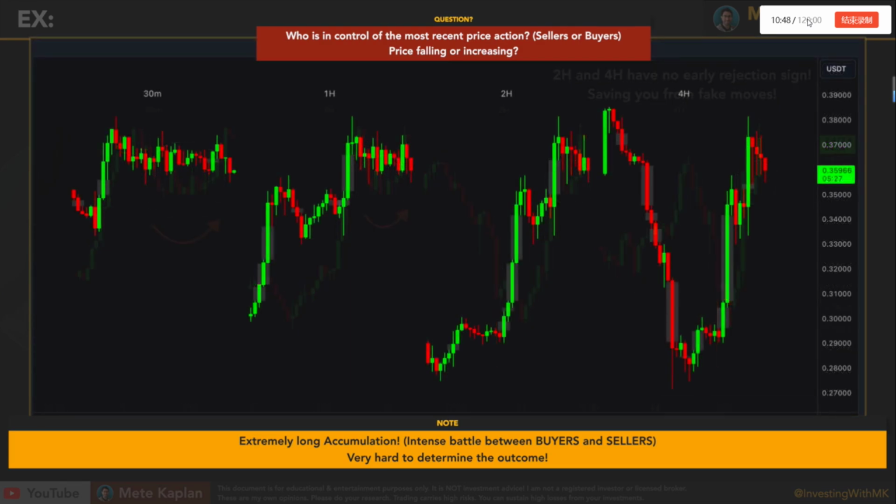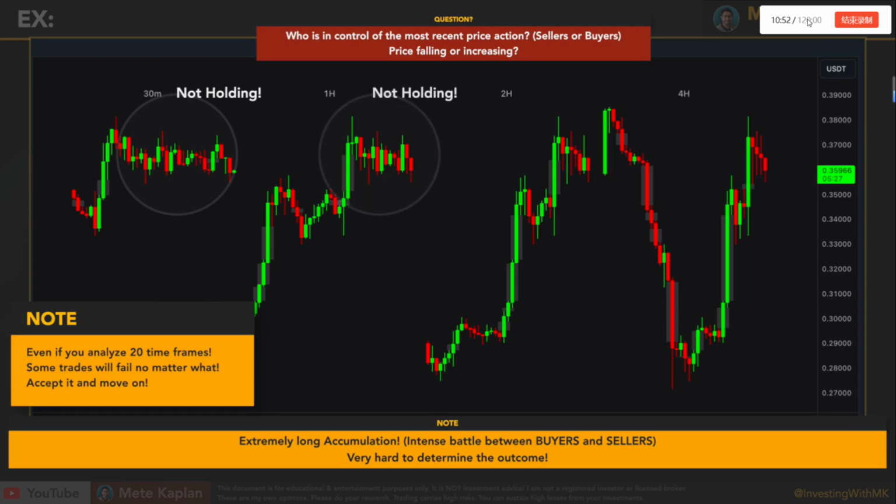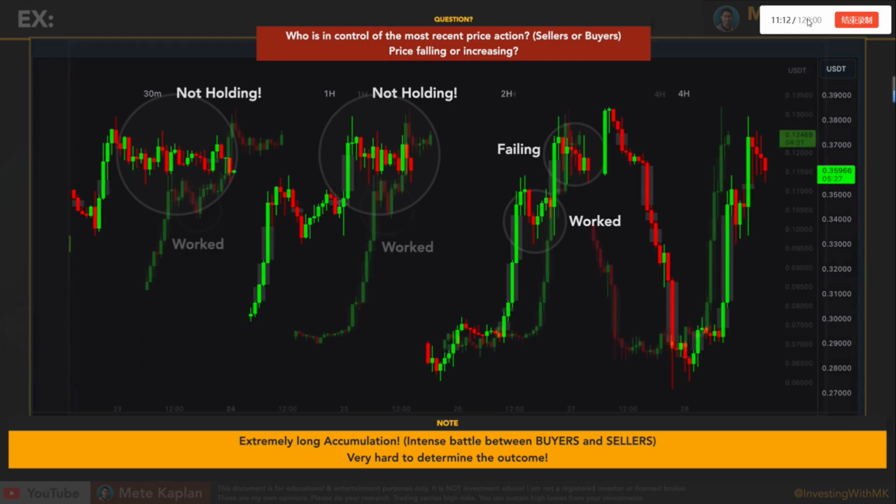However, nothing will stop you from failing like this example here. Sometimes, no matter what you do, even if you check 20 time frames together, your trades will fail. The price switch will fail. We cannot prevent this. This is the core of trading. Accepting losses and moving on.